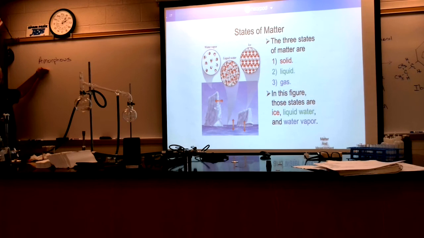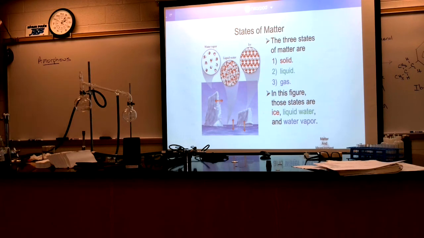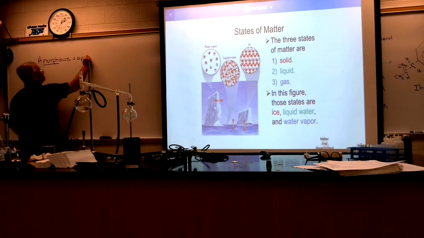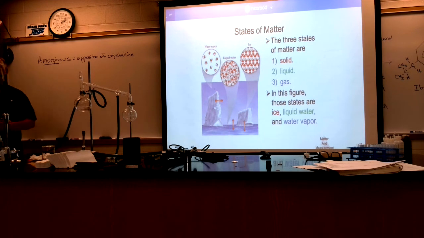So amorphous simply means, the root word morph means form or shape. Metamorphosis, a butterfly undergoes its change in shape. If any of y'all ever watched Star Trek Deep Space Nine, there was a character named Odo because he could change his shape. Back in the 80s when computers were just coming out, there was a screensaver called Morph, a bunch of shapes that would just keep changing. So morph means shape or form. What does it mean when you put an A out in front? Without. So it's without shape, without form. That is the opposite of crystalline.